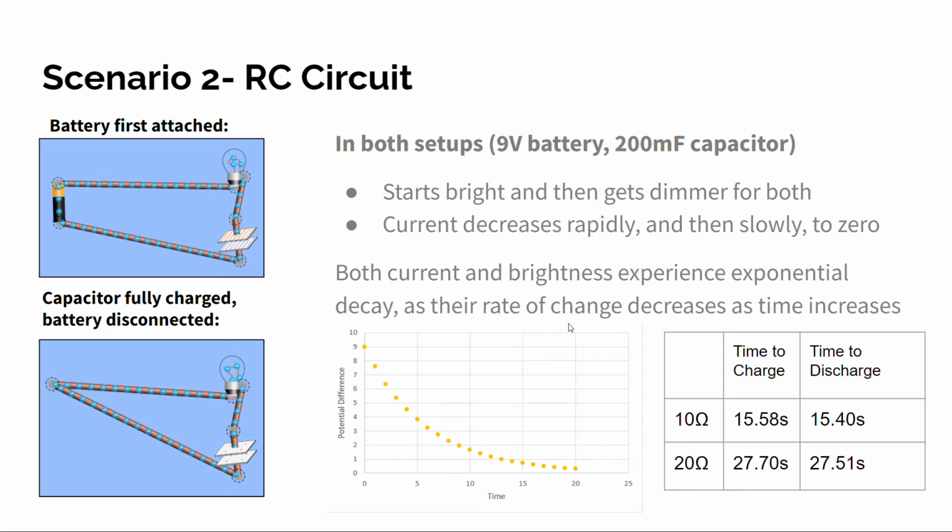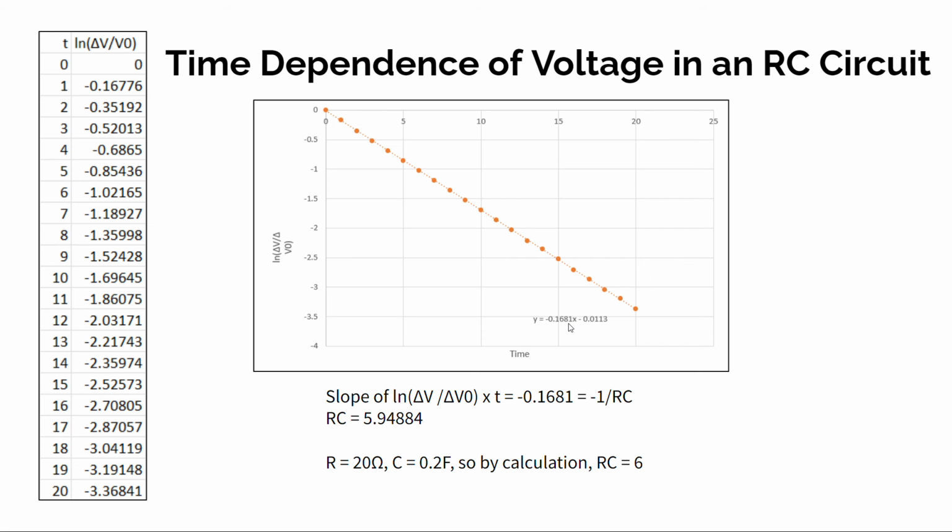And we can see this exponential decay of both current and brightness in our graph, where we graphed potential difference and time. We also saw that as the resistance of the light bulb increased, the time to charge and discharge increased as well. And here we see our calculations for the time dependence of voltage in this RC circuit.